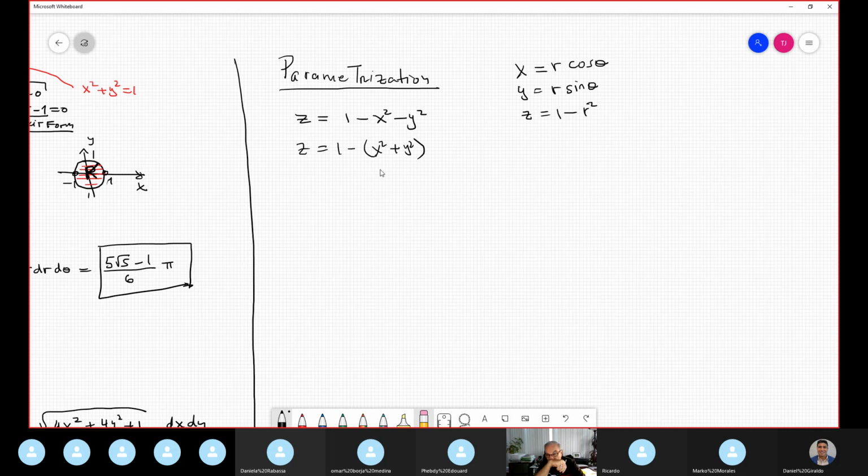Now remember, for the parametrization, one surface needs 2 parameters. In this case, normally we call them u and v, but here I want to call them r and theta. This is a vector valued function that depends on r and theta. The parametrization is: the function x is r cosine theta, the function y is r sine theta, and the function z is 1 minus r squared. It does not depend on theta.